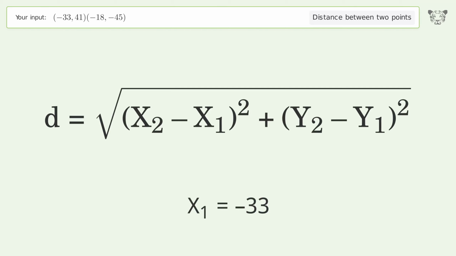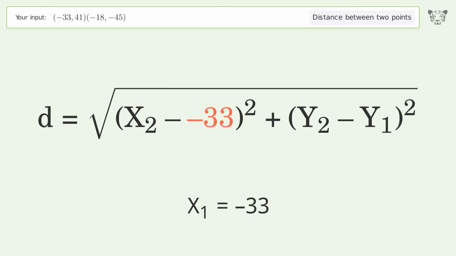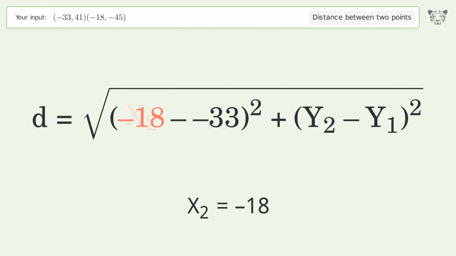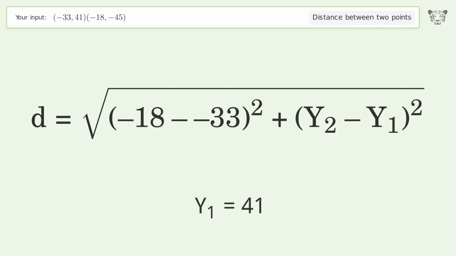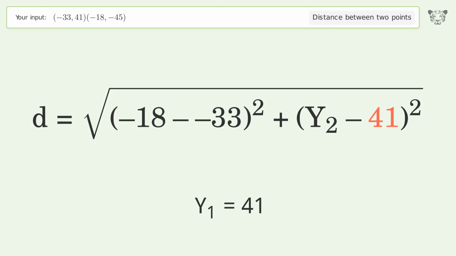x1 equals -33. x2 equals -18. y1 equals 41. y2 equals -45.